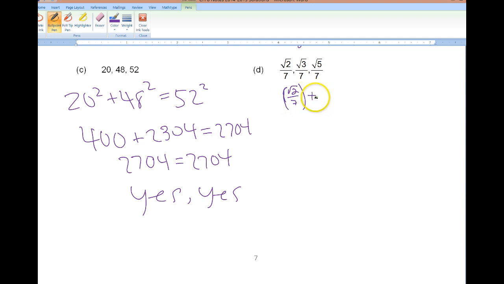As we square it, don't forget you've got to square the bottom and the top. Over 7. Oh, I forgot to do this. It's a little, well, no, I get scared that it's going to get harder.